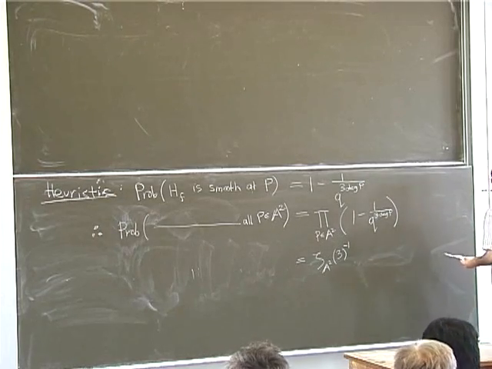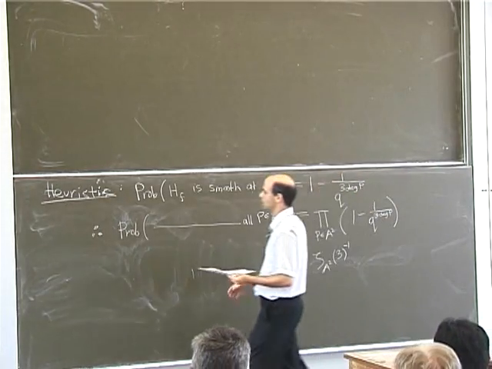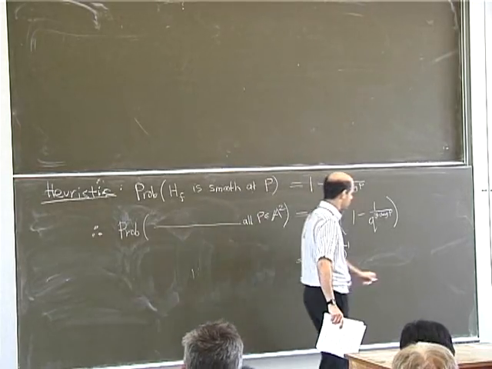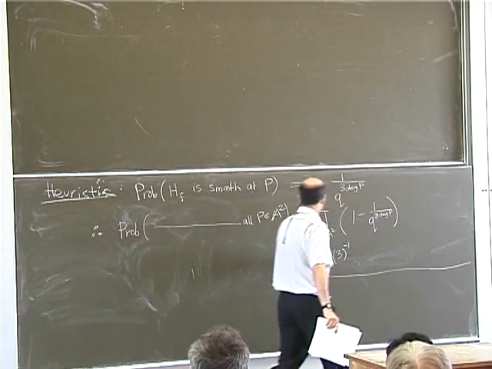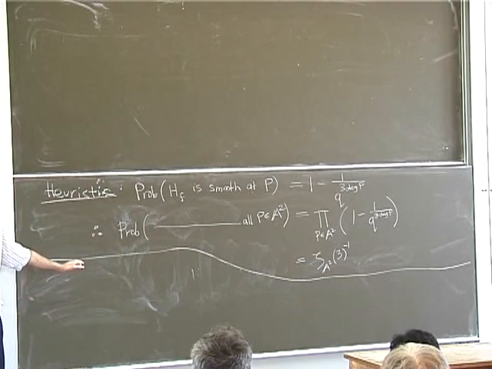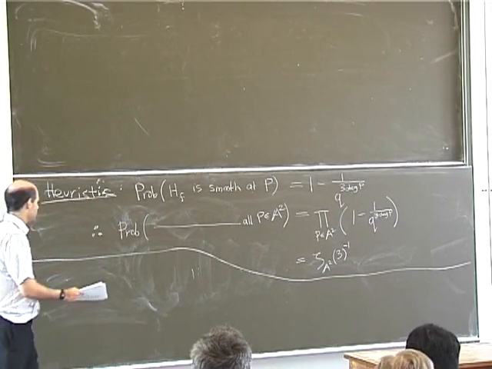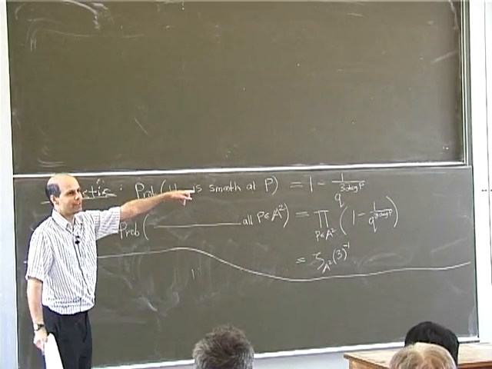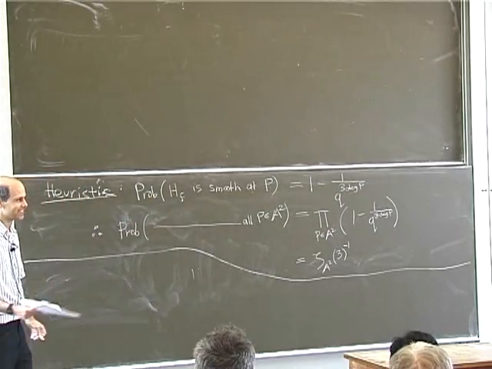Okay, so this so far is still heuristic. So let me now try to turn this into a proof. And this is what I'm going to do for the rest half hour. And it's going to be a little harder than the square free integers.